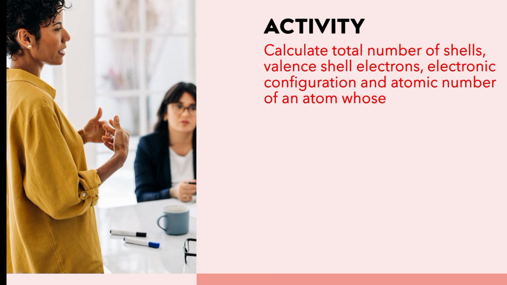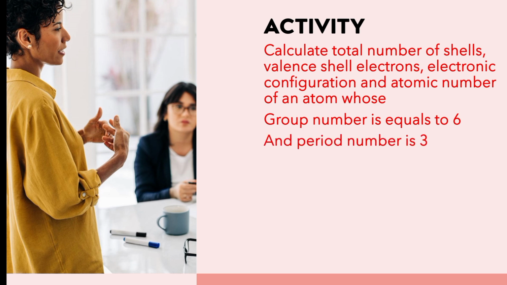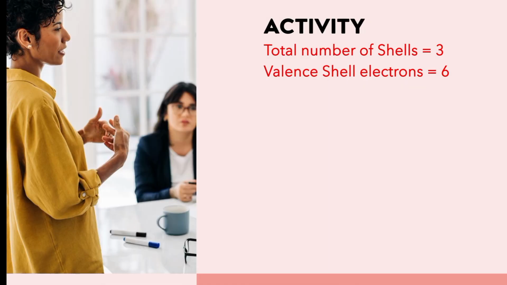Today's activity is that we have to calculate the total number of shells, valence shell electrons, electronic configuration and atomic number of an atom whose group number is 6 and period number is 3 in the periodic table. So start the activity. Total number of shells equals 3 because the period number of the atom is 3, and valence shell electrons equal 6 because the group number of the atom is 6.